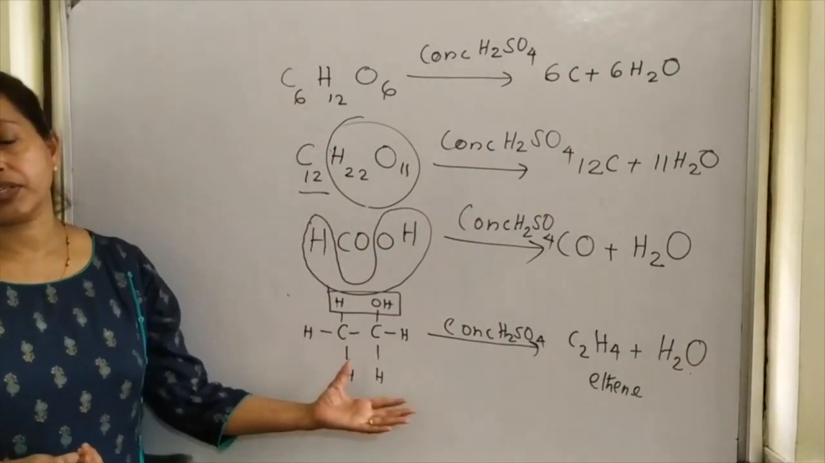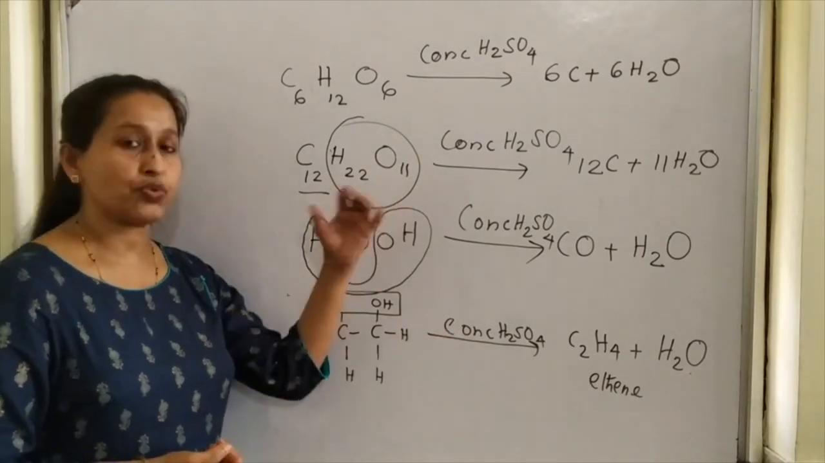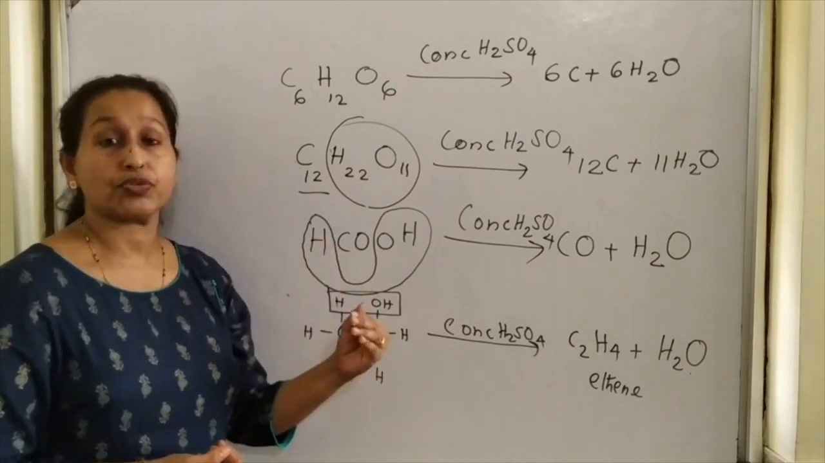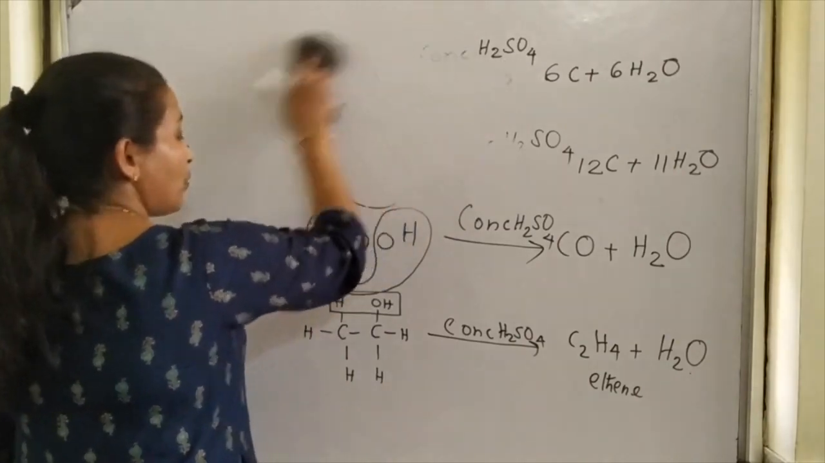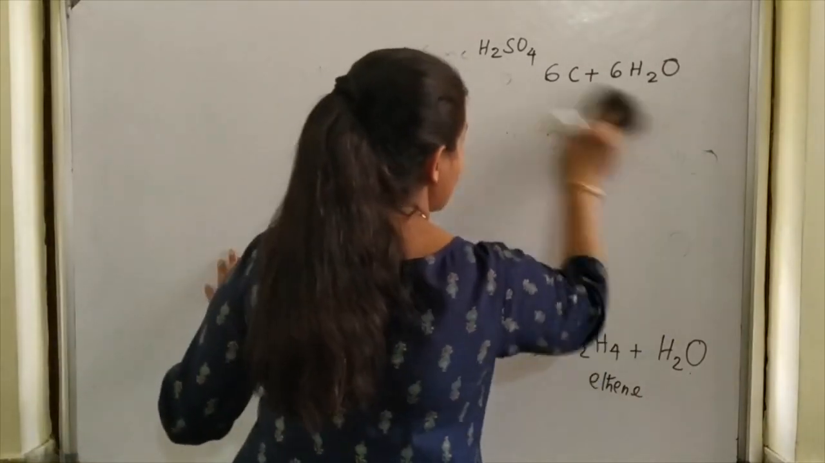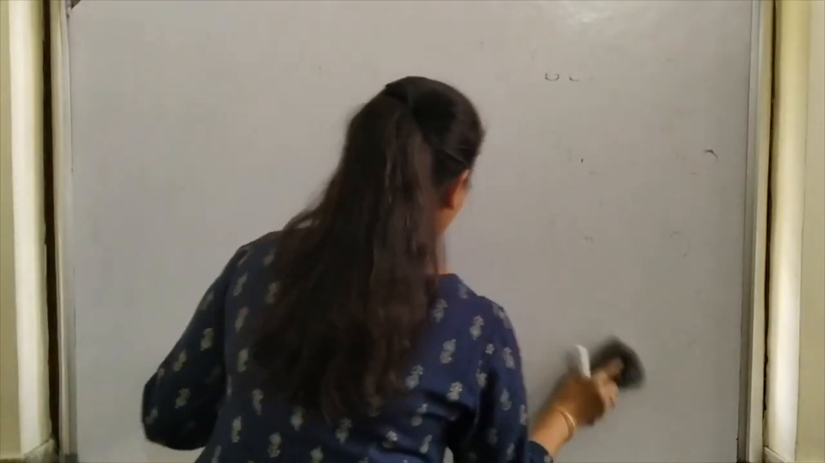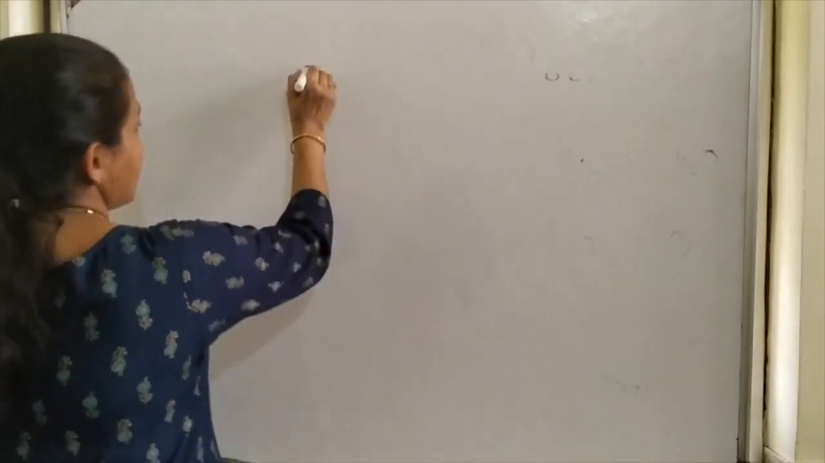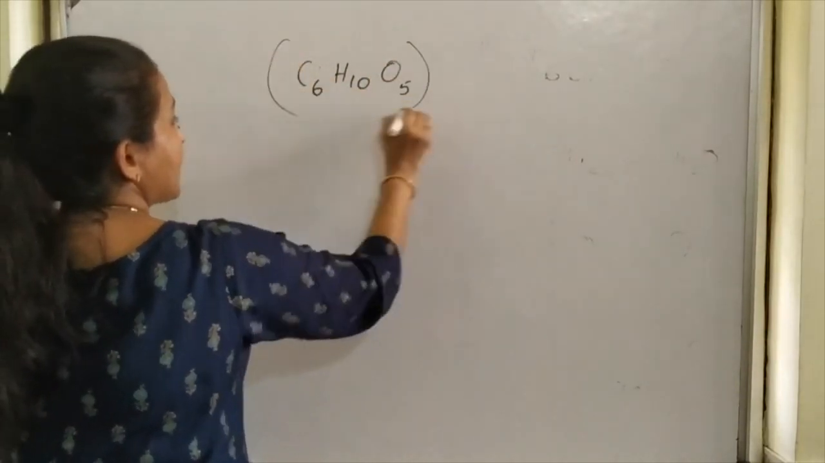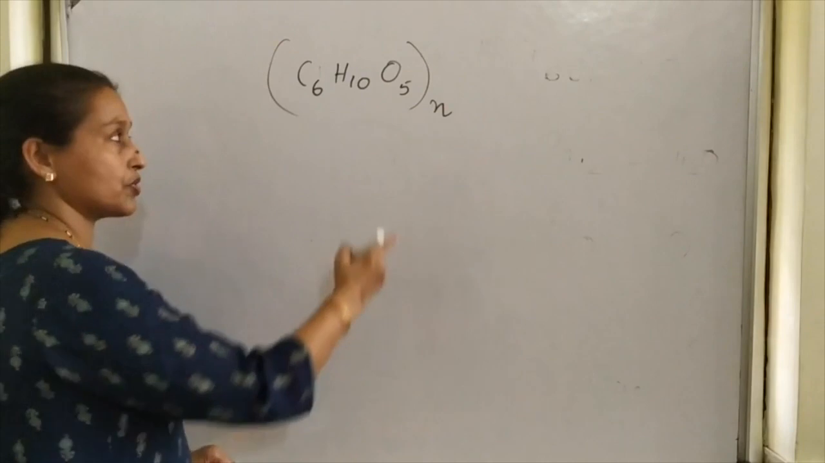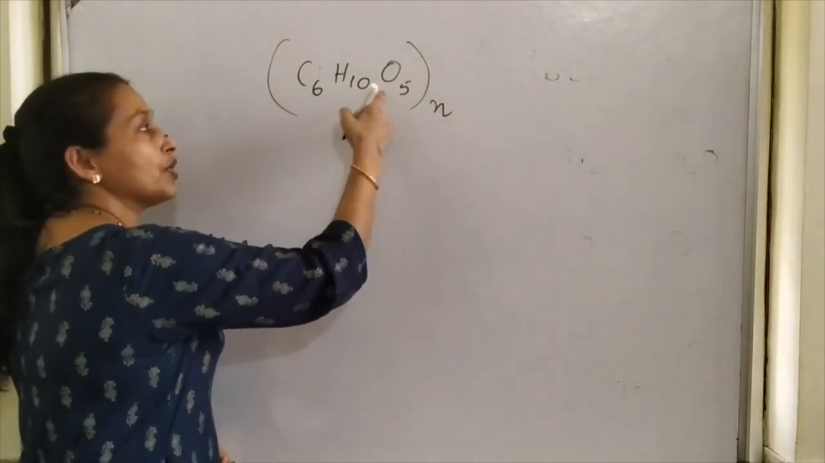Many more examples are there. For example, if you add concentrated sulfuric acid to cellulose. Cellulose is again a compound of carbon, hydrogen and oxygen. I'll write the formula of cellulose here. It is a polymer, (C6H10O5)n. Here also you can see that chemically combined water molecule is there.